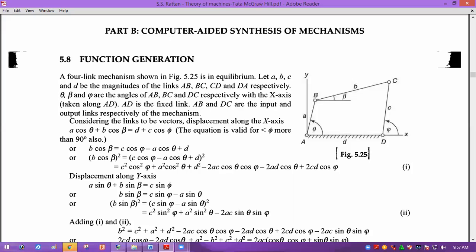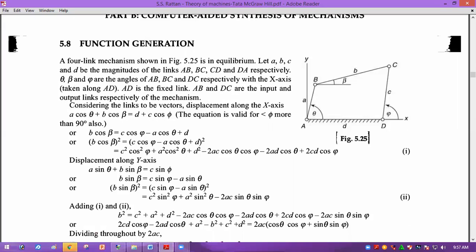So we have seen some problems on graphical methods of synthesis of mechanism. Now we will move on to the analytical method, or computer aided synthesis of mechanism. It is computer aided, but we won't use any programs. We will use the analytical methods only. So we are synthesizing the mechanisms using function generation.